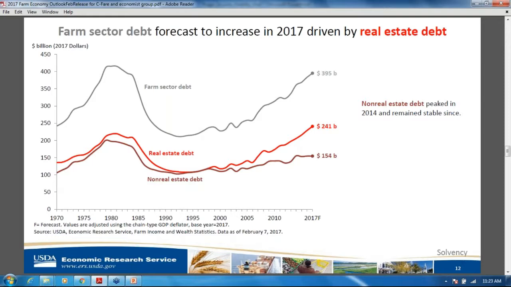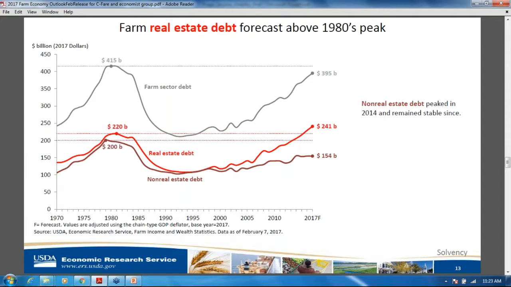Oftentimes people ask, how does what's happening now compare to what's happening in the 1980s? So we can take a quick look at that. Total farm sector debt is approaching, but is still below the debt levels that we saw in the early 1980s. But real estate debt, debt secured by real estate, is actually, in inflation-adjusted terms, $21 billion above the highs that we saw in the 1980s. And non-real estate debt is not approaching the highs in the 1980s, and has been forecast relatively stable over the last couple of years.